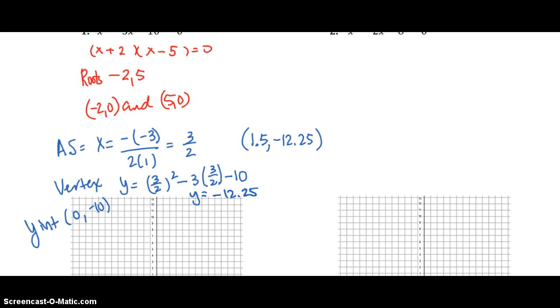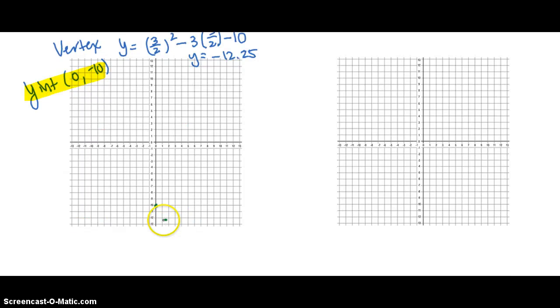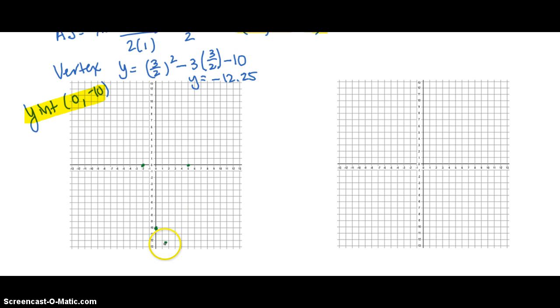So with this information, knowing my vertex, my axis of symmetry, and my y-intercept, don't forget that I also know where it's going to hit the x-axis. I know my roots. I am ready to graph this parabola. So here's my vertex at 1.5, negative 12.25. Here's my y-intercept. Here are my two roots.